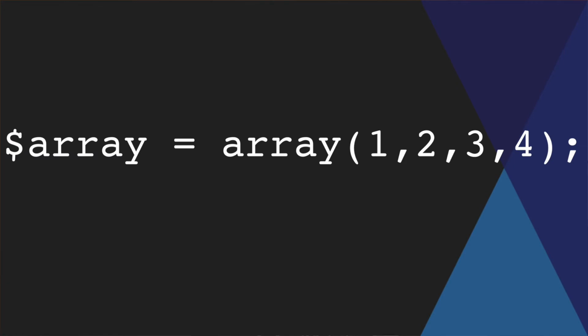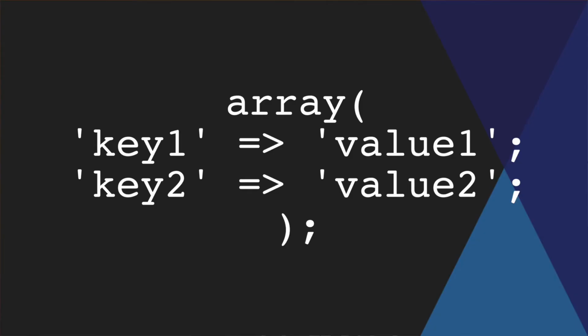Arrays are the most popular way of storing multiple values inside a single variable. You can create an array like this, and you can pull out a single value by calling the variable and then putting the index for that value inside the brackets. Do note that array indices start at 0 and not 1. You can also create associative arrays like this. Associative arrays are similar to normal arrays except that you can name the indices whatever you want, which makes it easier to call them later on.